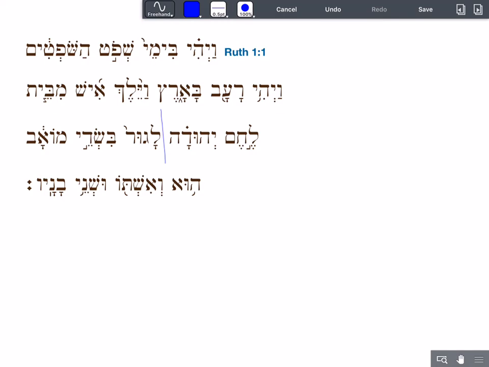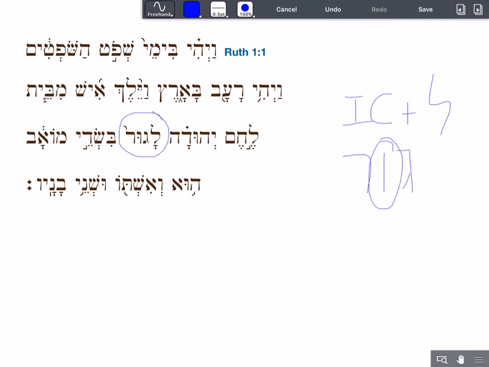So let's read what we've done from the Athnach to the Revia. This is the Revia. We have: and a man from Bethlehem of Judah went. And what do we have next? Lagur. What we have here is a lamed preposition plus an infinitive construct. My verbal root is gimel vav resh, to journey, to sojourn.